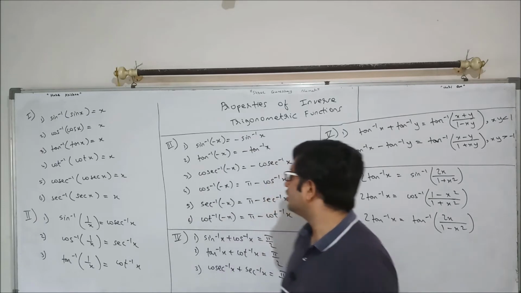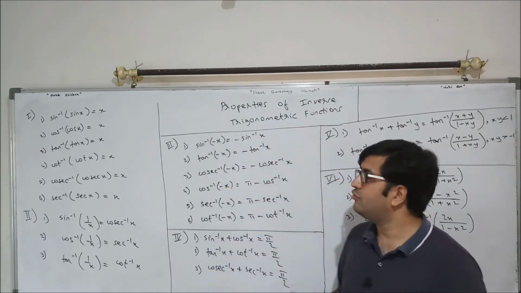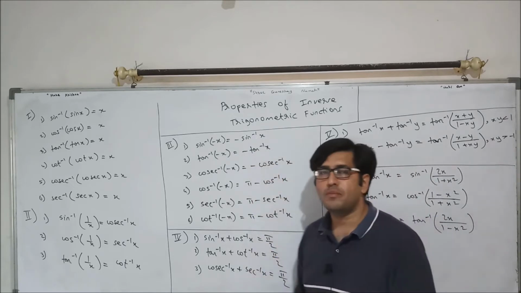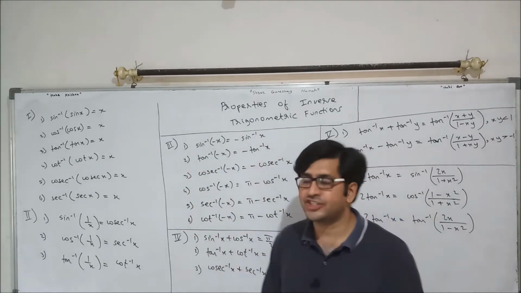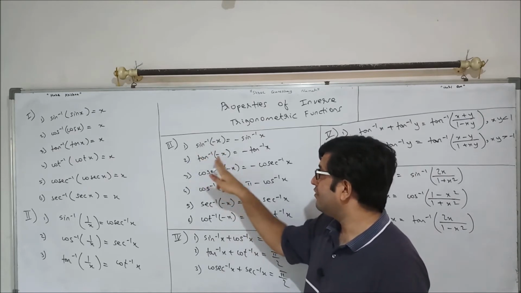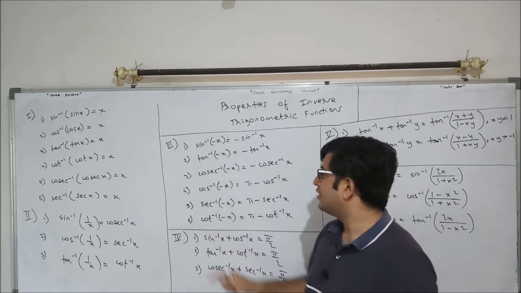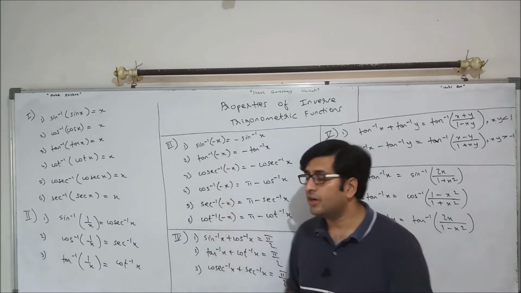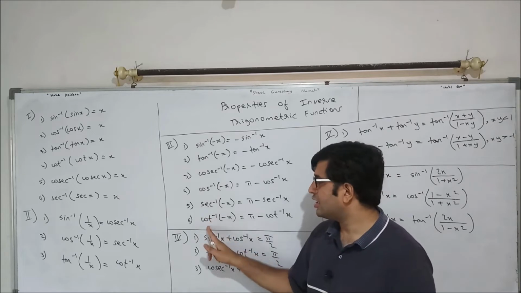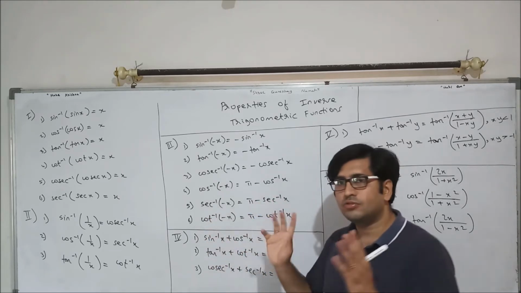Okay students, coming to the third property, sin inverse of minus x is minus of sin inverse x. Again it is very necessary that x lies in the domain of all the 6 inverse trigonometric functions. So for sin inverse of minus x, the minus sign comes out, for tan inverse of minus x the minus sign comes out, likewise for cosec inverse. But the remaining 3 inverse trigonometric functions, cos inverse, sec inverse and cot inverse, are a bit dramatic, a bit stubborn. They will say no, we want something different.